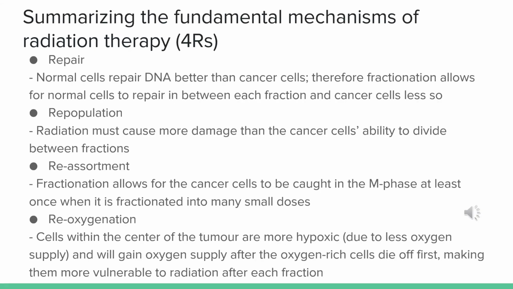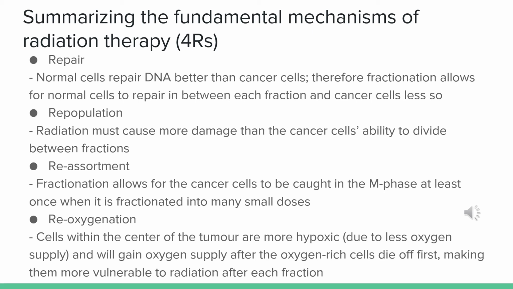The fundamental mechanisms of radiation therapy can be summarized into the 4 R's, namely repair, repopulation, reassortment, and reoxygenation. For repair, the fact is that normal cells repair better than cancer cells, and fractionation allows for the repair of these in-between treatment fractions. For repopulation, tumor cells can repopulate when they are incompletely damaged. Therefore, each fraction must cause more damage than the cell's ability to repopulate. Fractionation also allows normal cells to repopulate.